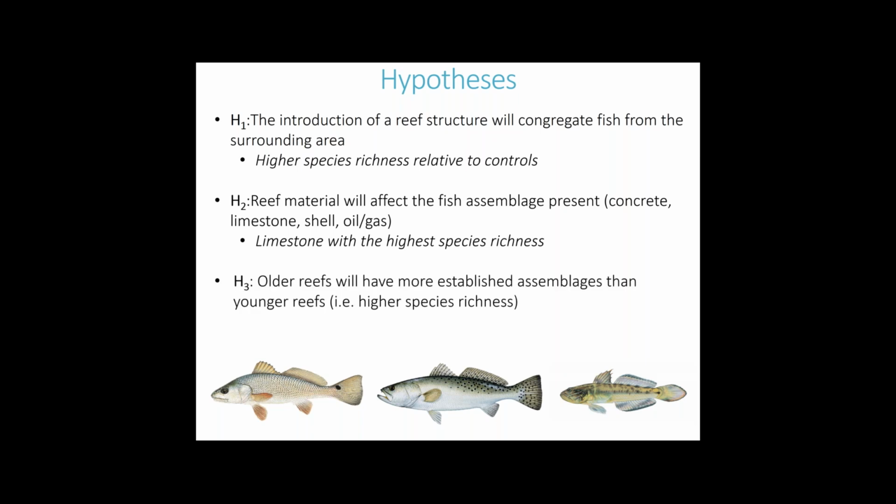And finally, we had reefs of differing age. Like the oldest reef we had was constructed in 1999. So we wanted to determine, was there an age influence on reef fish assemblages? And we hypothesized that older reefs would have more species, simply because they've had more time to establish a stable fish assemblage.